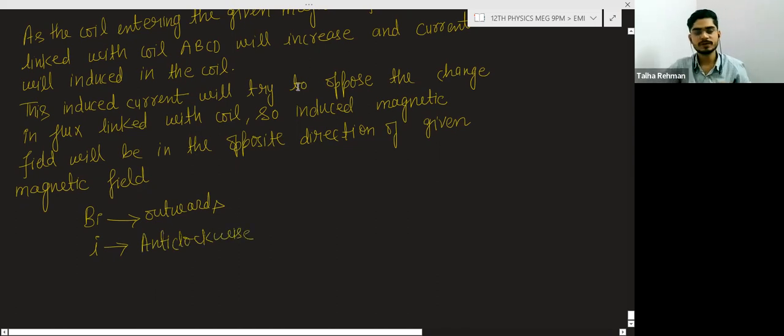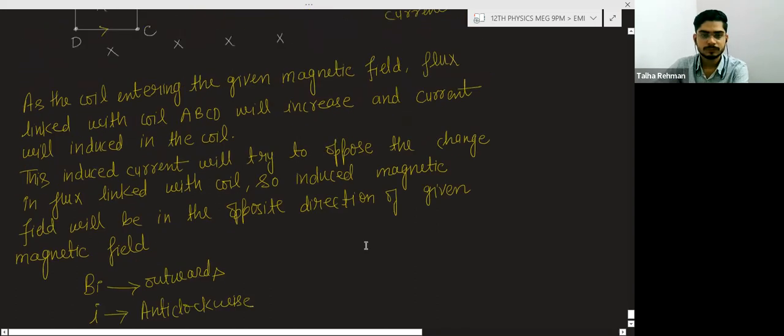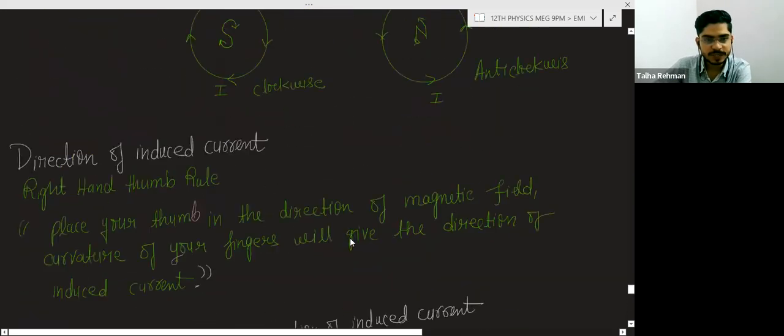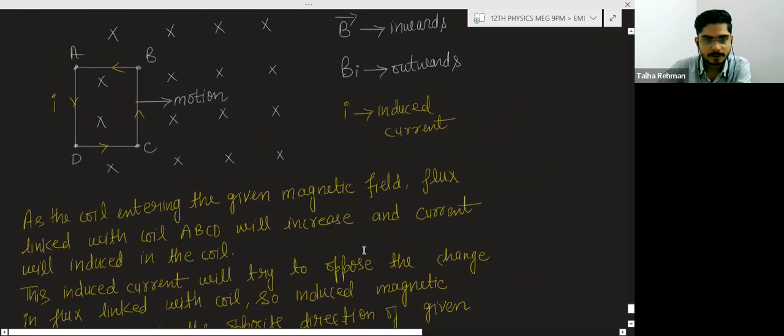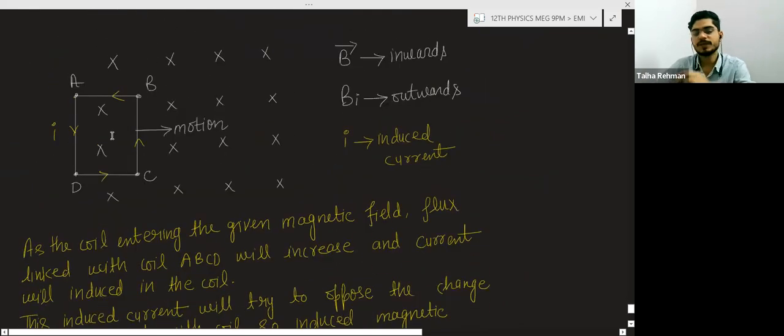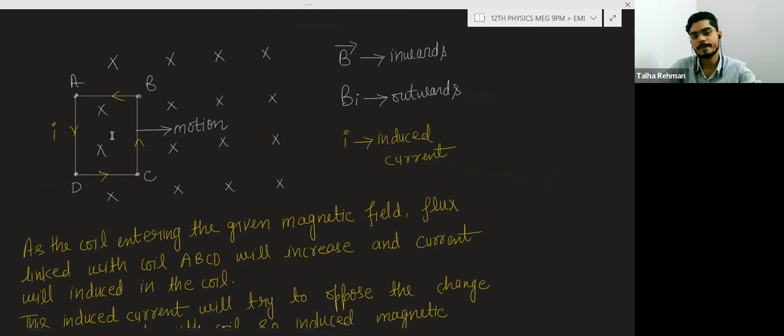In this way, you can find the direction of the induced EMF and induced current. It is given by this: place your thumb in the direction of the magnetic field or the induced magnetic field, and the curvature of your fingers will give the direction of the induced current. So this is the case where the coil is entering a given magnetic field, okay, and you have to find the direction of the induced current.